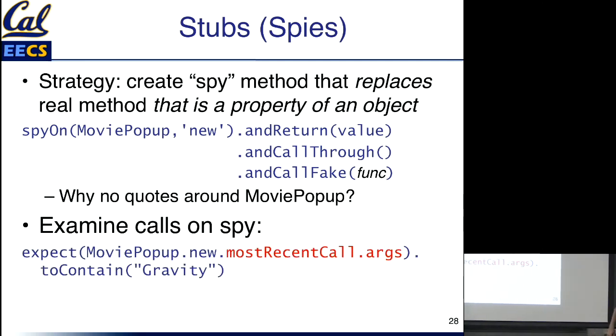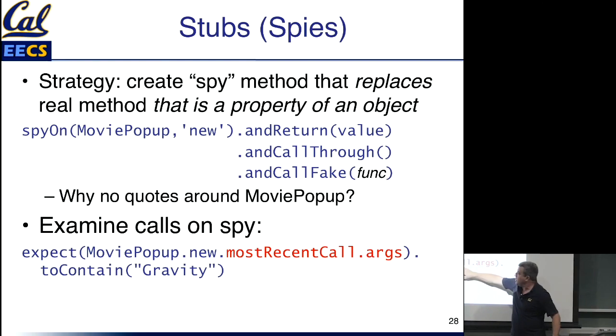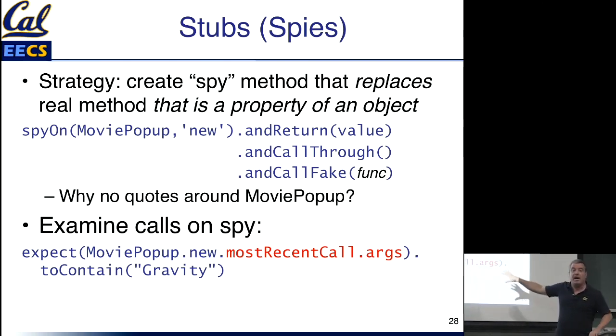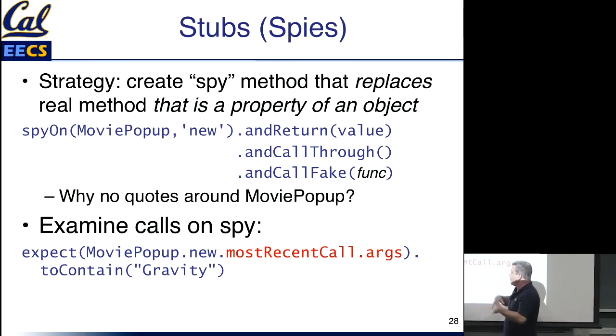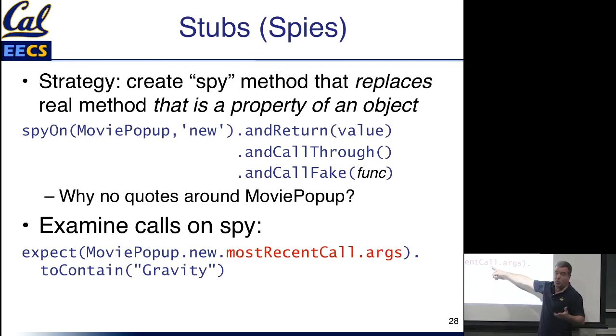Example calls on spy. Once the test has run, I can say, expect that the most recent time that this thing was called, its arguments contained a particular thing, right? So this most recent call is basically a functionality provided by the spy. Once I have set up my spy and I have triggered whatever event I believe is going to cause the new function to be called, I can, after the fact, as part of my post conditions, check whether the most recent call, as recorded by the spy, had arguments that contained a particular thing.